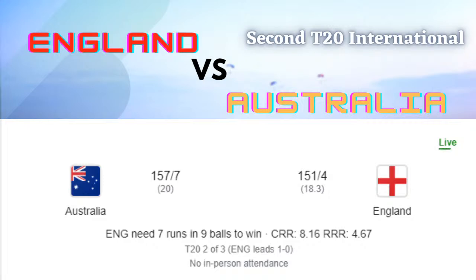Single taken again. Single off the 4th delivery. So the equation is now down to 6 from 8 deliveries. Very much in favor of England. Butler is on strike. 2 more deliveries to go for Zampa.